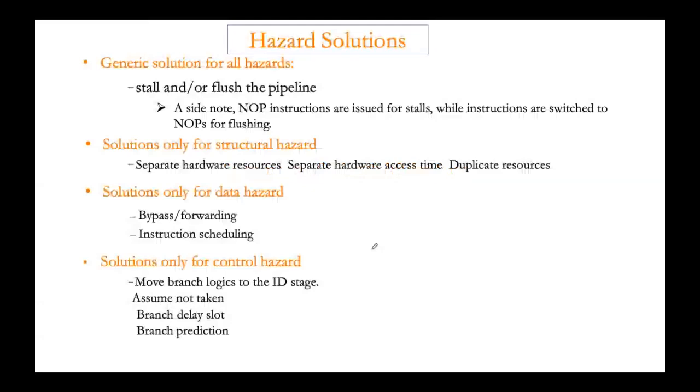So the summary of this, hazard solutions. In the generic solution for all hazards, what we saw, you just stall or bubble, or you can flush the pipeline. In all hazards, it may be a data hazard, a structural hazard, or a control hazard. A side note here is that no-operation NOP instructions are issued for the stalls, while the instructions are switched to NOP for the flushing part.